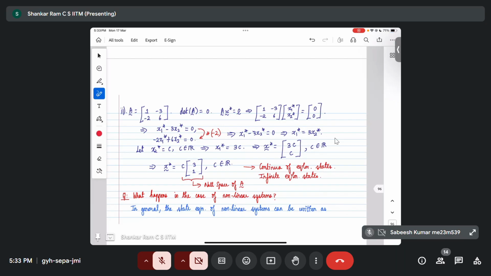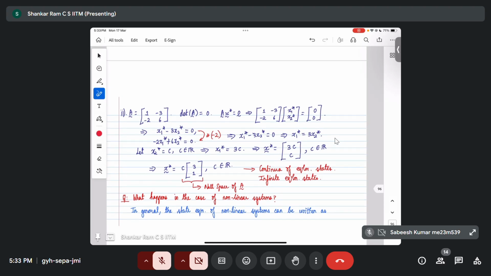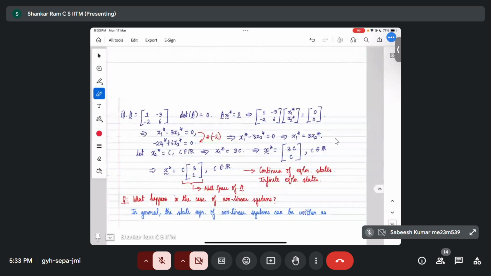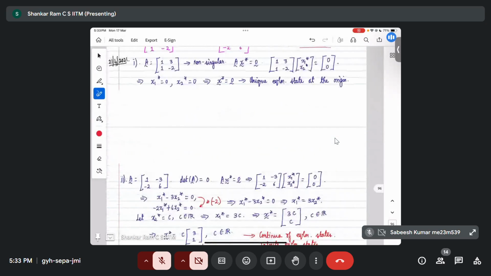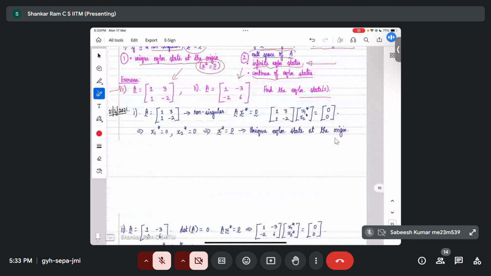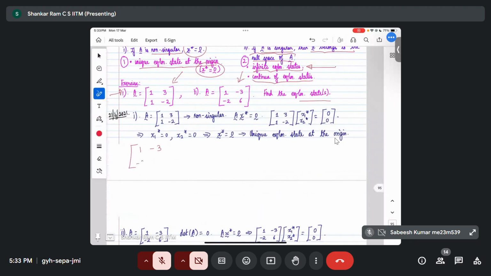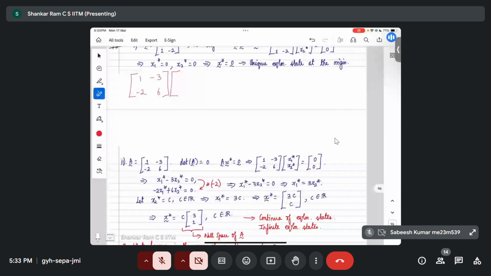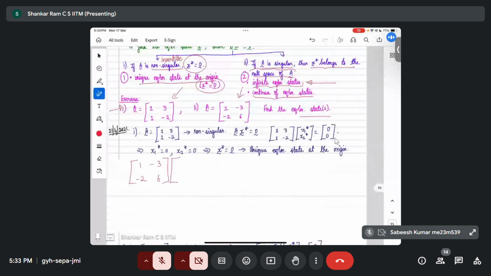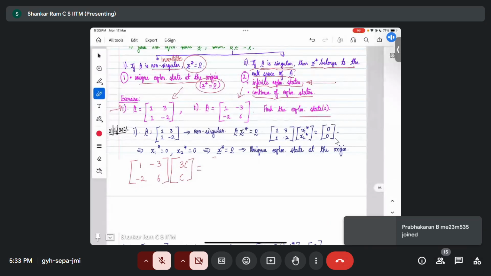Coming back to the question: if it is getting scaled, how can each scaled value be an equilibrium state? What is the definition of an equilibrium state? Mathematically, A X star should be 0. So if you have 3C and C and you take the product, what do you get? Yes, mathematically I'm able to understand. It's zero.